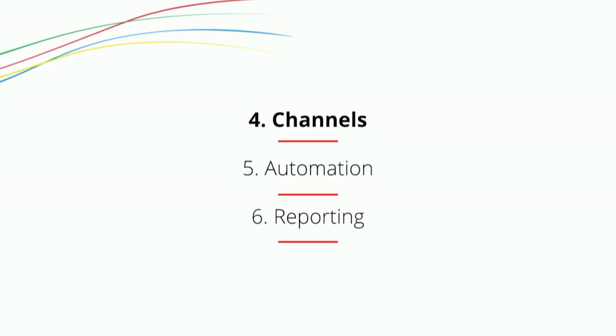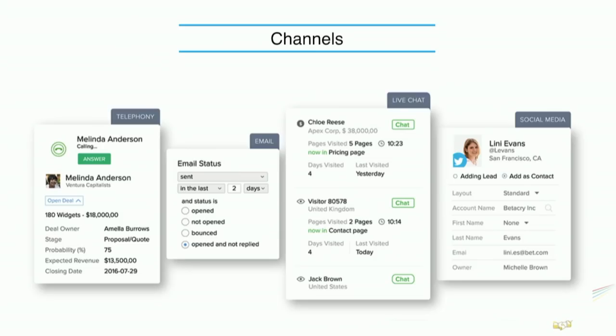So the next thing we'll get into is channels. And this is bringing in your different communication methods into the CRM. So we have these different options here. You'll see one is telephony, so that's for connecting your telephone system into the CRM. And then you would be able to do things like click to call, log your calls automatically, things like that, and it would all be recorded in the CRM for you.